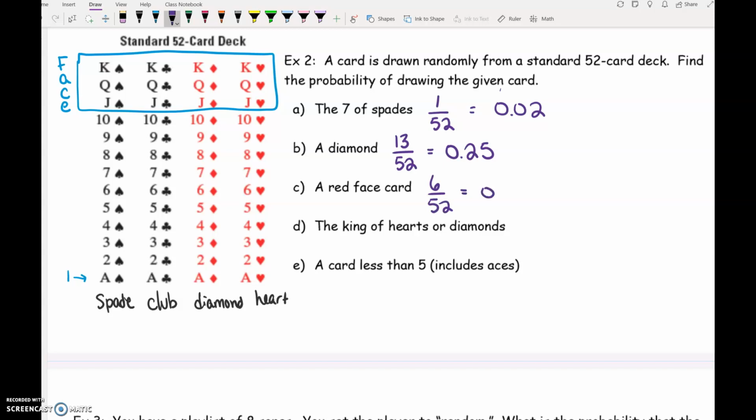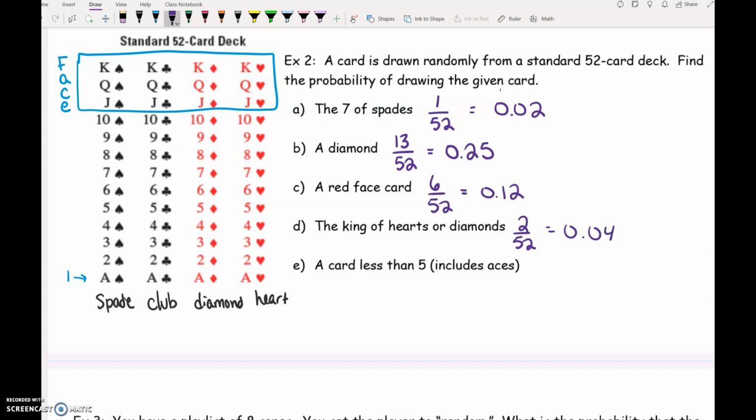That is a 0.12 if we round, a 12% probability. I want you to see if you can do D and E on your own. So count up how many things match that description out of 52 and then change it to a decimal. The King of Hearts or King of Diamonds, that's 2 cards out of 52. 2 out of 52 is a 0.04, so a 4% chance.